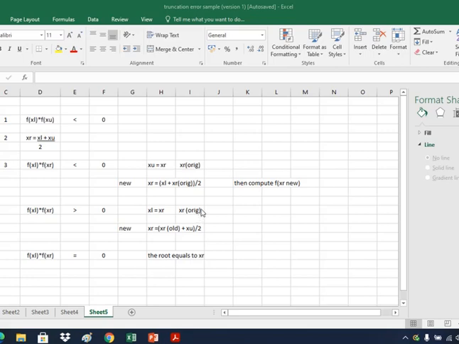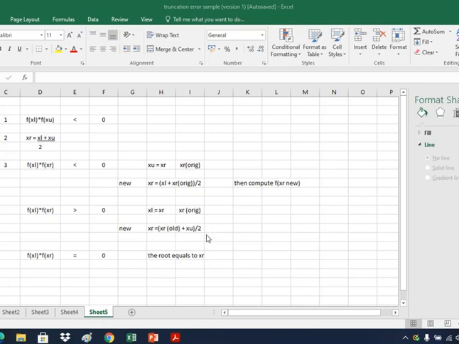Then you will compute for the new XR using this equation: XR old, the original, plus the upper bound, the original upper bound, divided by 2. Then compute again the function of XR new. Then check again the product of the lower bound and f of XR new. Okay? If the result is greater than 0 again, repeat the process.